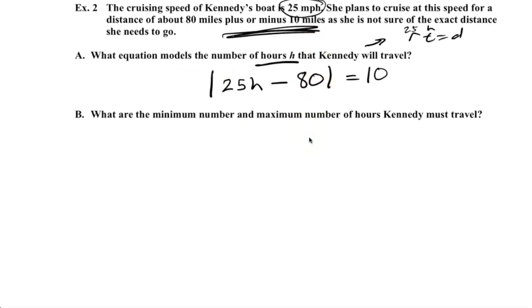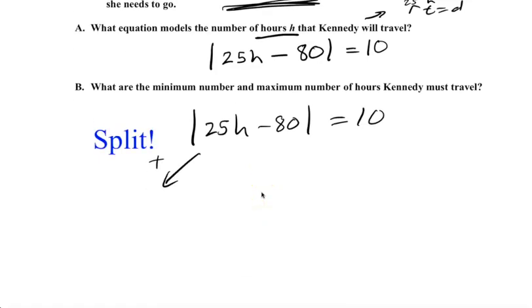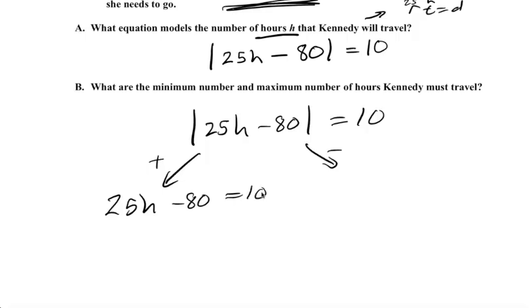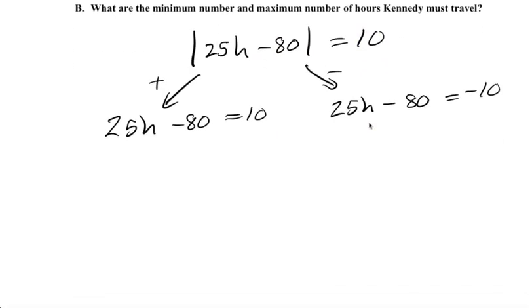Once we have that, we just solve it. Right? We know how to solve an absolute value now. It's already isolated, so all we got to do is split it. Like the positive one, where you just keep everything the way it is, 25h minus 80 equals 10. Then we do the negative one. Again, the negative one, we do not change the absolute value, we change the answer. So 25h minus 80 equals negative 10. And then we just solve each one.